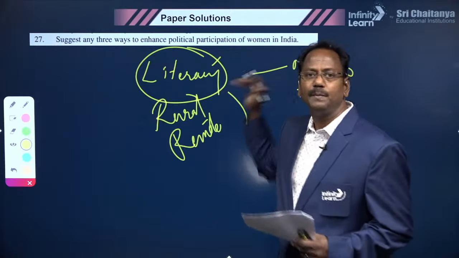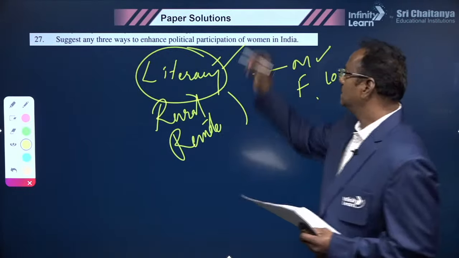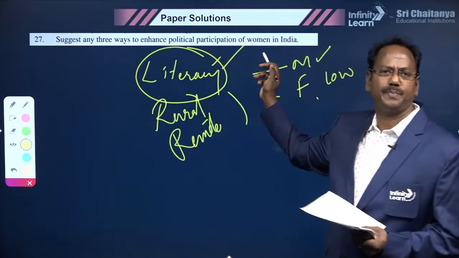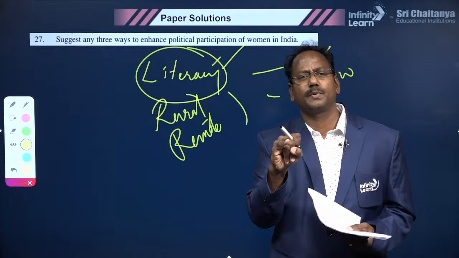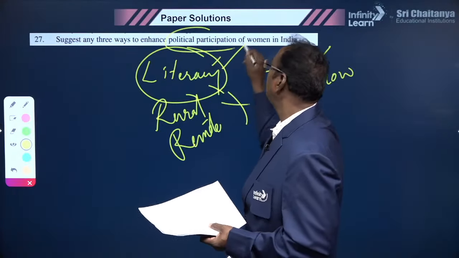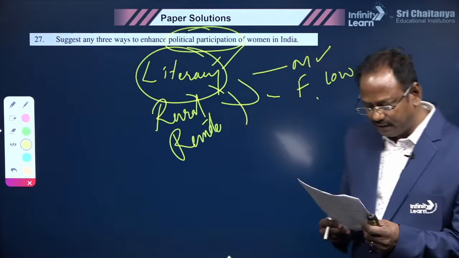To empower them, first and foremost you give them literacy, so that their role is enhanced in every participation, their role is improved socially and economically, and most importantly the political participation of women improves. Understand? This is the first point.